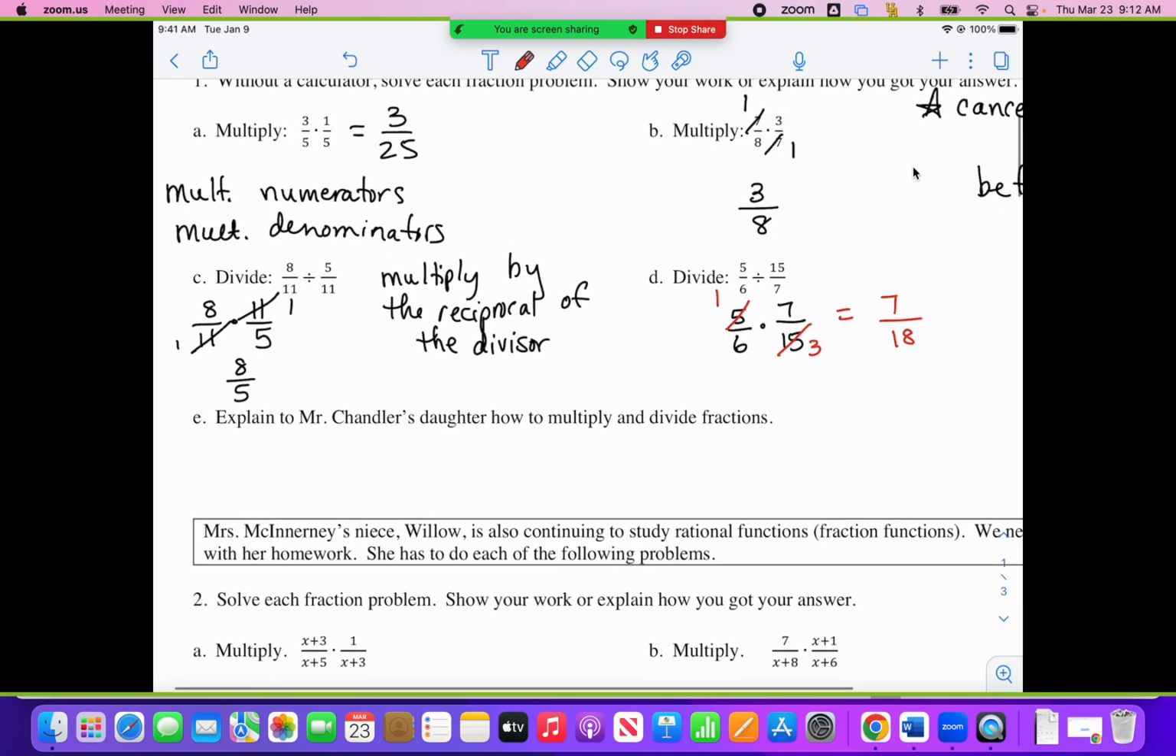So, to explain to Mr. Chandler's daughter how to multiply and divide, to multiply fractions, all you do is multiply numerators and denominators.